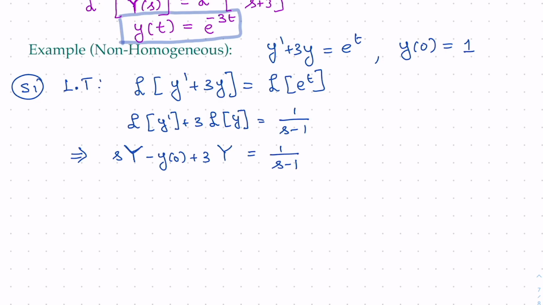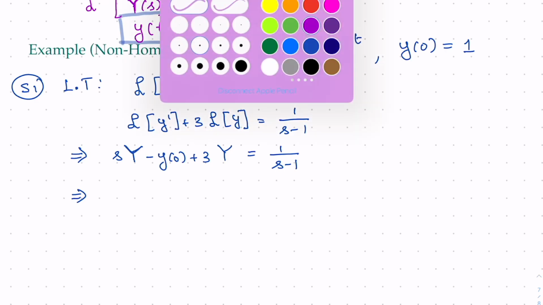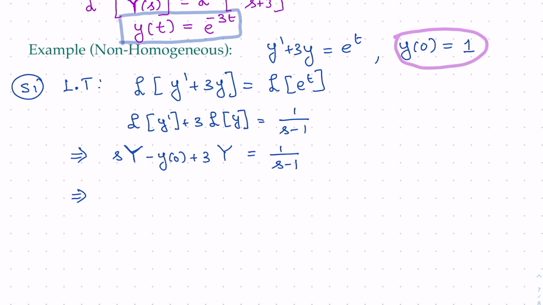Now my goal is to solve for the cap Y, or cap Y of s. But by the way, what is y of 0? y of 0 is equal to 1. So this is the y of 0, right? Let me replace that. So if you replace this y of 0, which is going to be 1 right there.